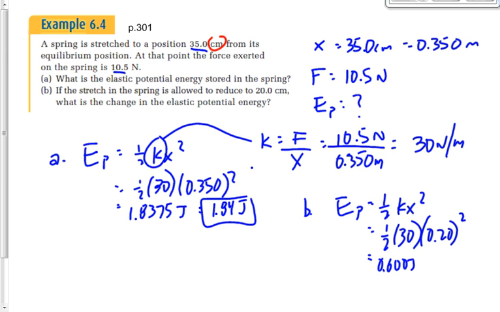Final answer? Almost, almost. What are we actually looking for here? Not the final potential. Austin, what are we looking for there?